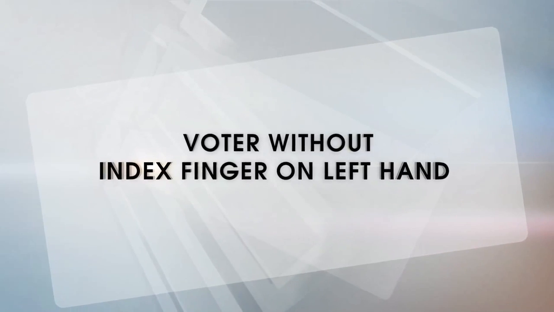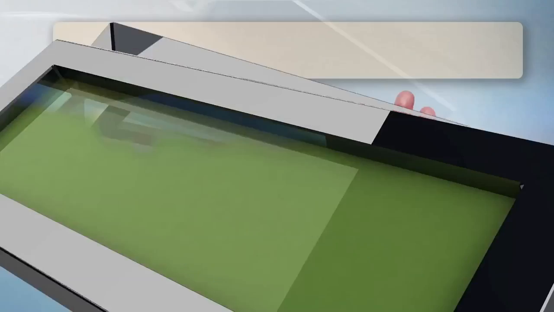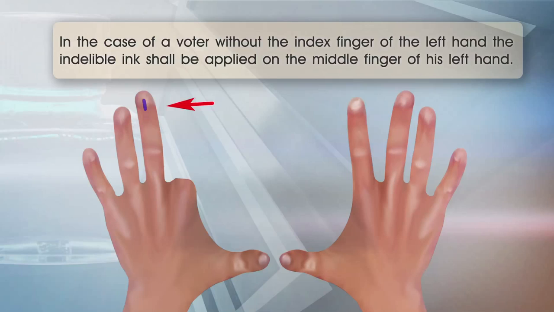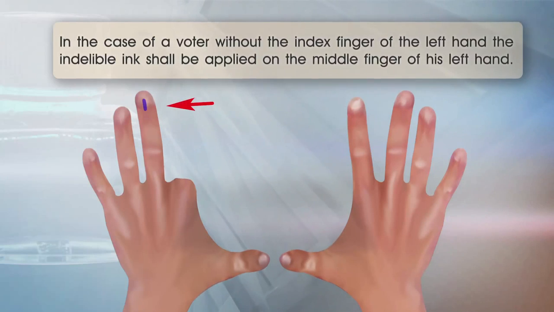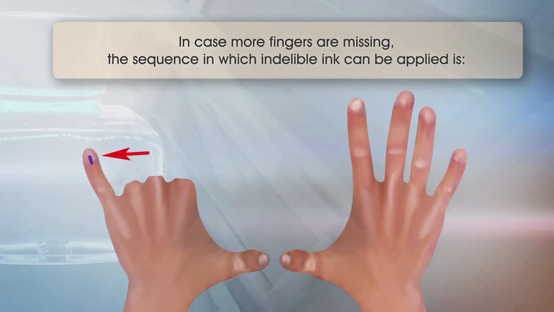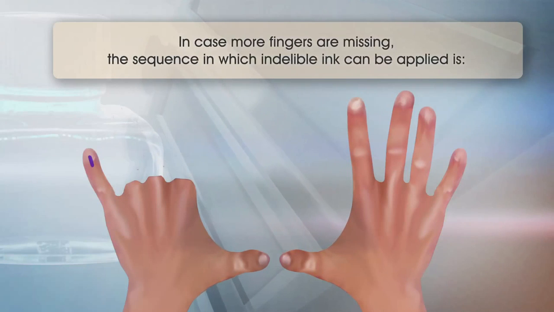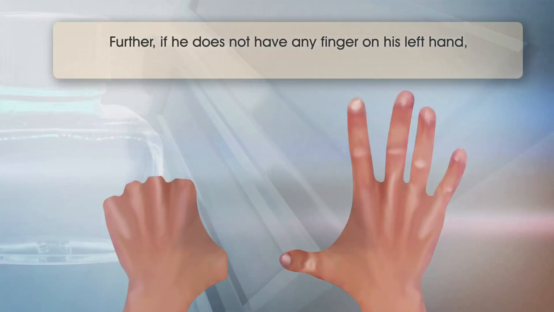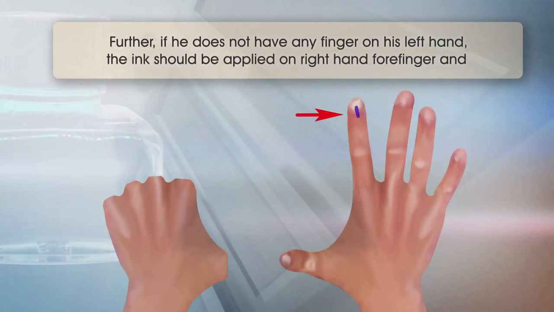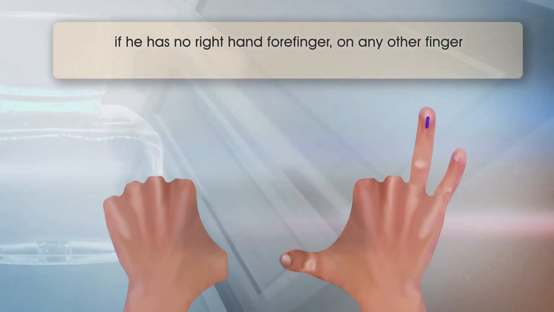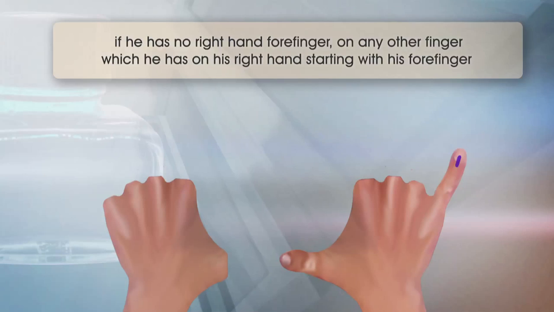Voter without index finger on left hand. In the case of a voter without the index finger of the left hand, the indelible ink shall be applied on the middle finger of his left hand. In case more fingers are missing, the sequence in which indelible ink can be applied is: further, if he does not have any finger on his left hand, the ink should be applied on right hand forefinger, and if he has no right hand forefinger, on any other finger which he has on his right hand starting with his forefinger.